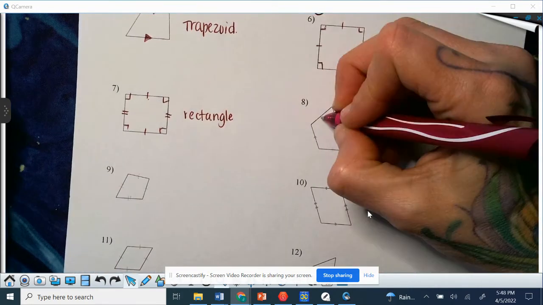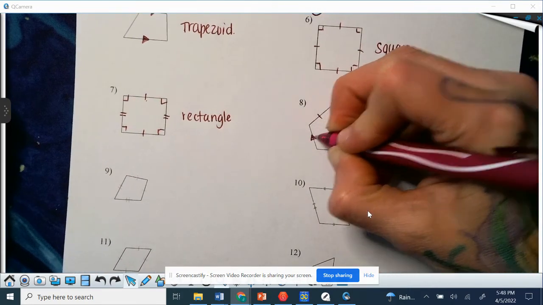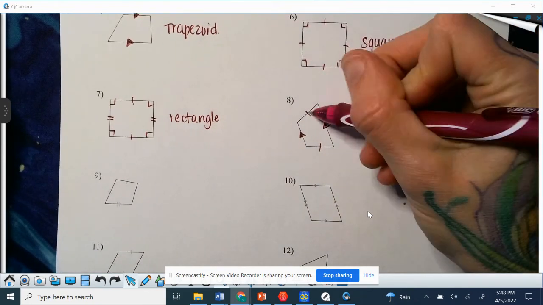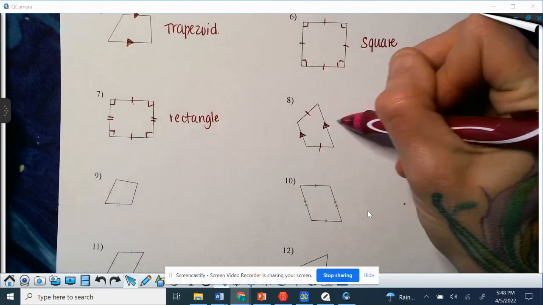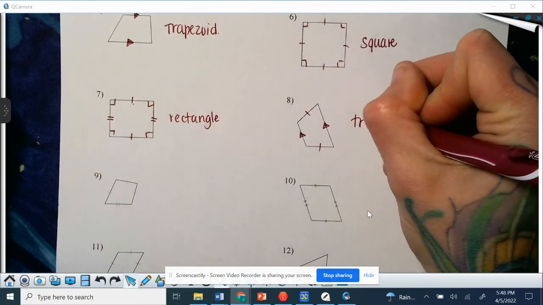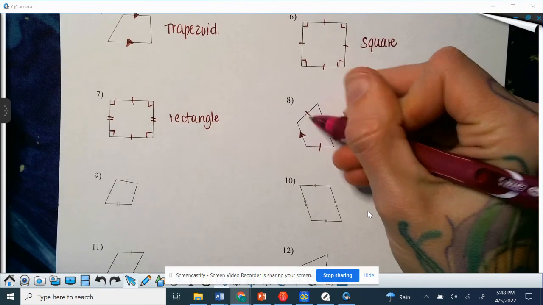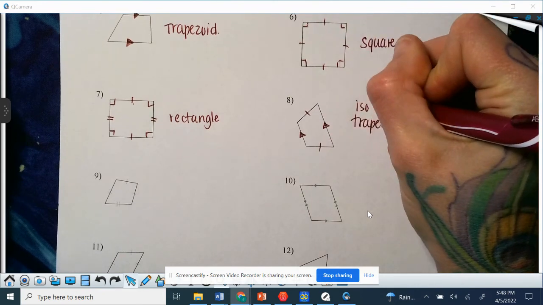And then we have congruent sides and a set of parallel lines. So congruent sides and two parallel lines means that we have a trapezoid. And because these two sides are congruent, the opposite sides, that means it's an isosceles trapezoid.